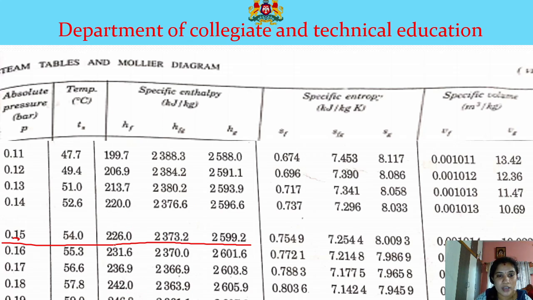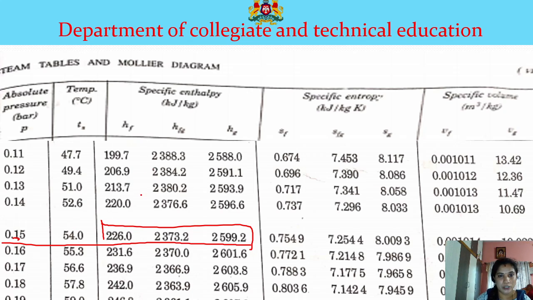So what is the value of hf we have? We have 226, hfg 2373.2, hg 2599.2. You please make a note of this. You take down these values in your notes.